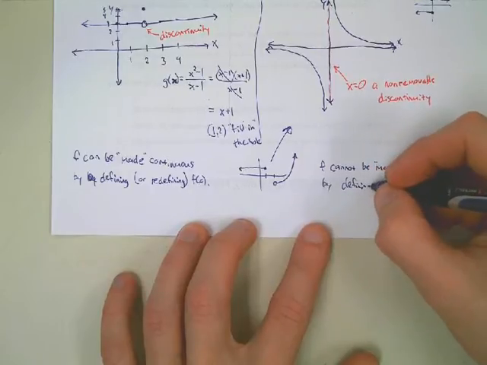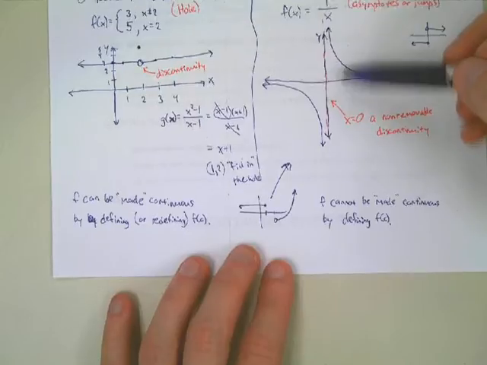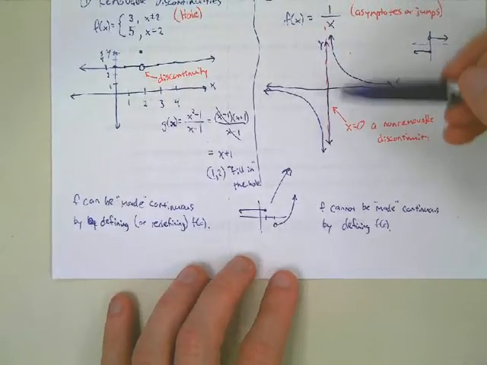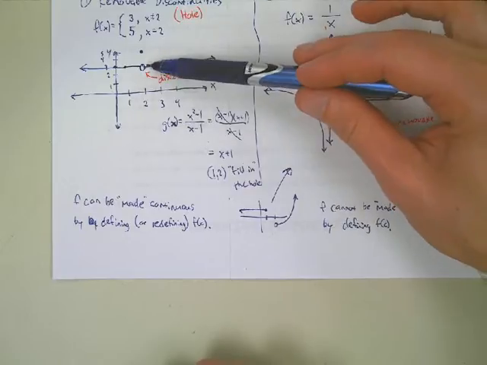There's no way to fix this hole, or this gap, this jump, this asymptote. There's no way to fix that. Here we can fix that by just defining, by the way, at 2, you have a value of 3. Fix that point. No way to fix the others.